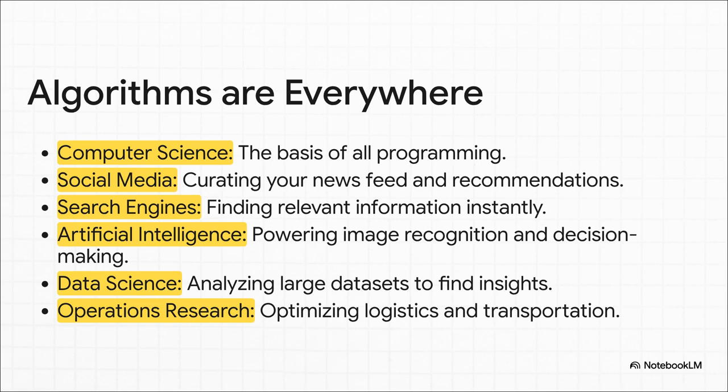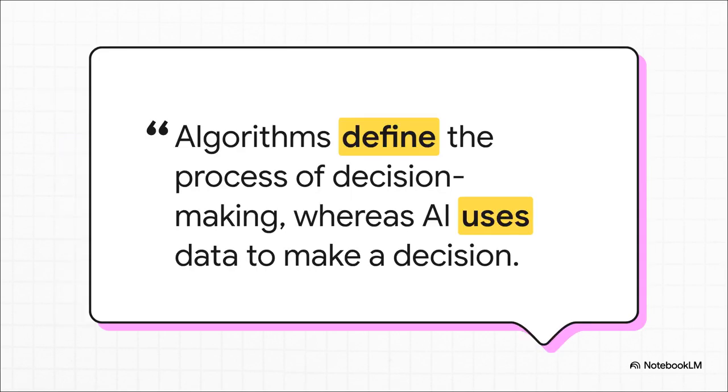This quote really helps separate 2 terms that get mixed up all the time. An algorithm gives you the fixed set of rules for making a decision, like the steps we use to find the biggest number. Artificial intelligence, on the other hand, uses that framework, but it also learns from tons of data to make smarter and smarter decisions within those rules.